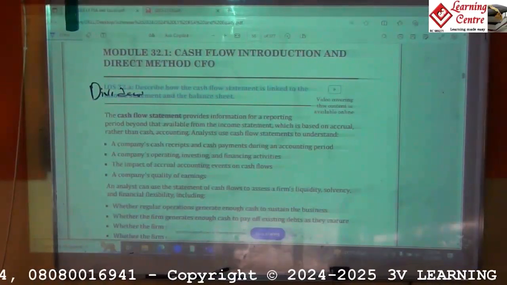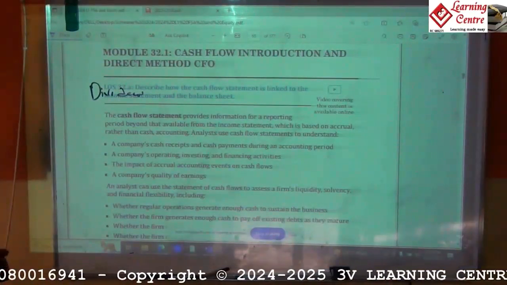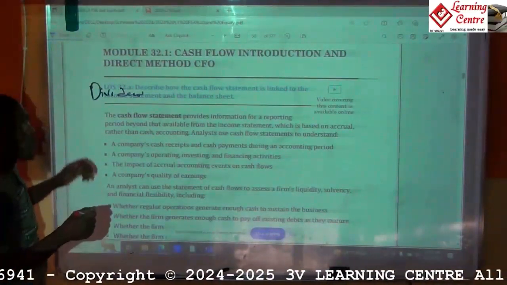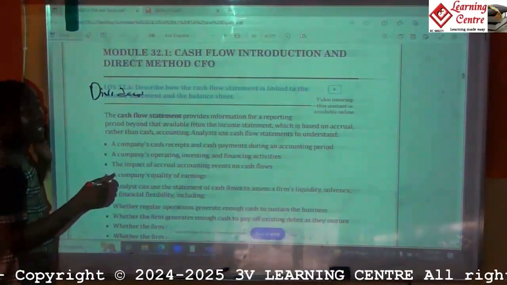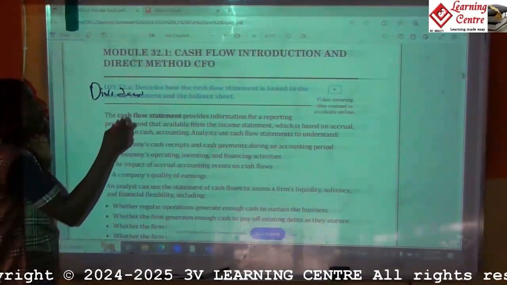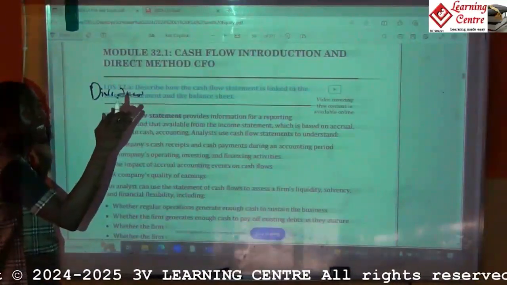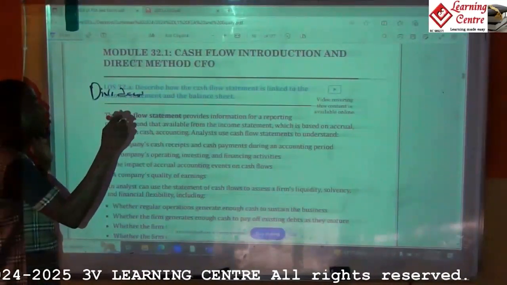Okay, I will mention it in case you miss it. I want you to help me with these things. How do you recognize these things under operating, investing, or financing, under IFRS and US GAAP?